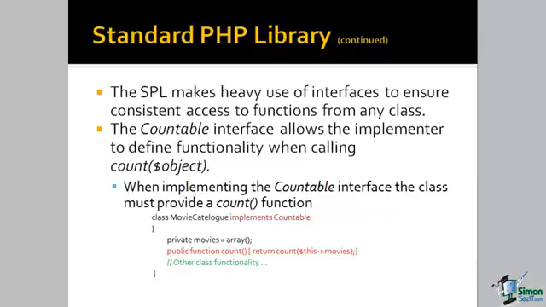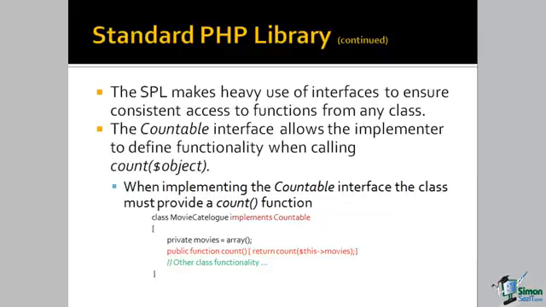What the countable interface allows is for any user of a class that implements the countable interface to depend on being able to call the count function, because that is the function that's defined in the countable interface. And the language requires that a class that implements the countable interface must provide a definition for the count function. So here in our example, we have a class movie catalog that implements the countable interface.